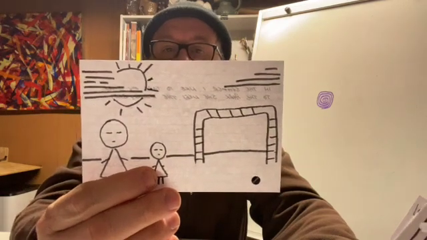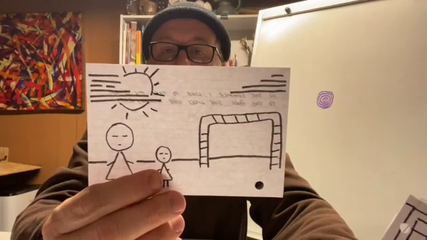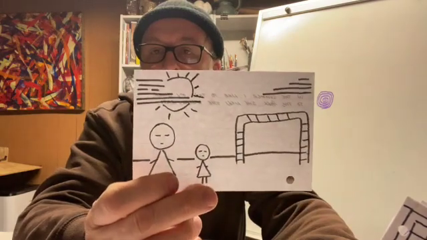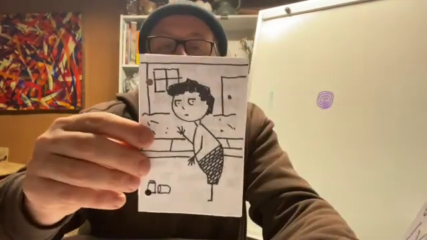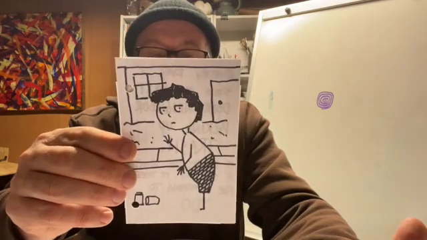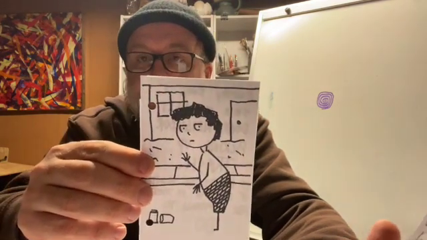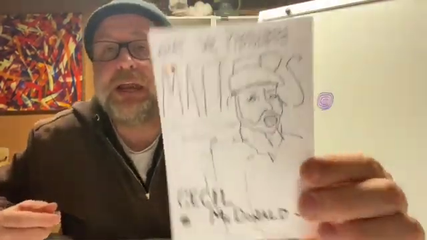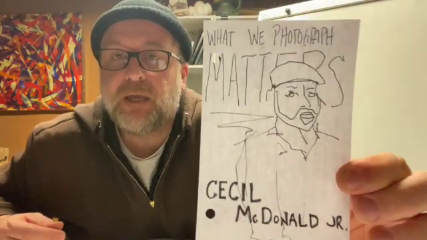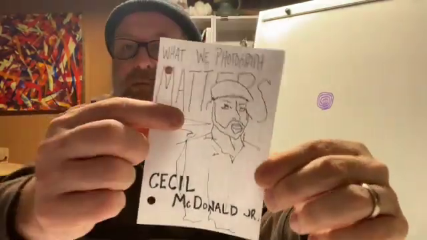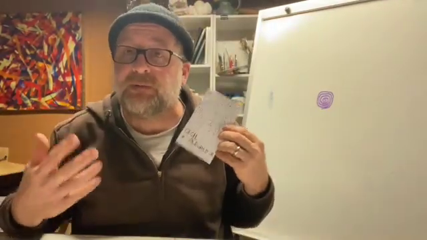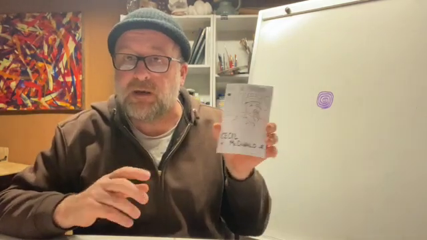Yeah, here's one. In the summer, I like to take my sisters to the park. She likes the monkey bars. Okay. Here's one. Every day I see my next door neighbor picking up trash. It makes me wonder if she put it there just for something to do. Okay. And then I went to another artist talk by Cecil McDonald Jr., What We Photograph Matters, okay? That was the artist talk. So I drew Cecil and I drew the artist talk. So now I can remember this whole thing just by looking at this, okay?